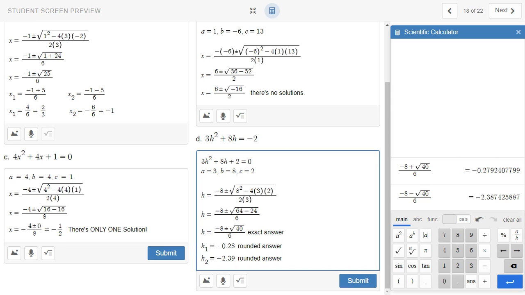Okay, and that is it for our lesson and examples on using the quadratic formula.